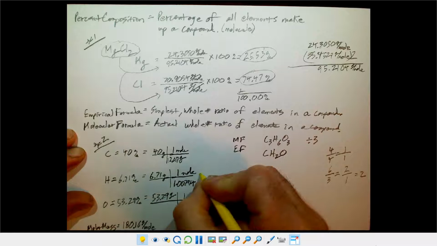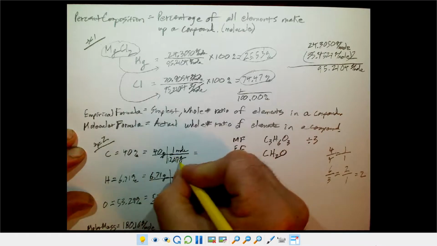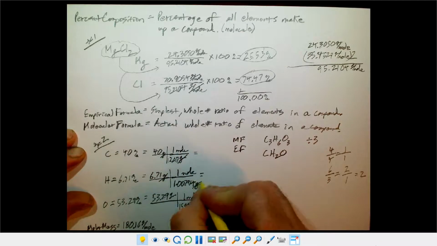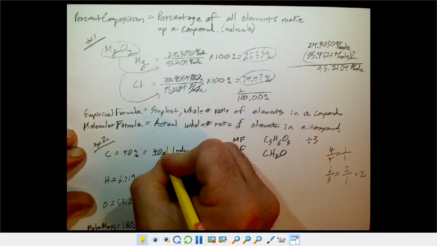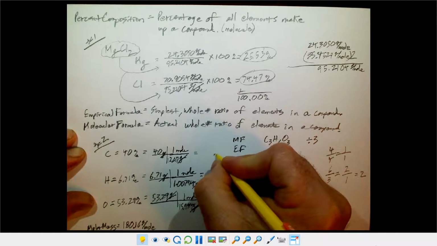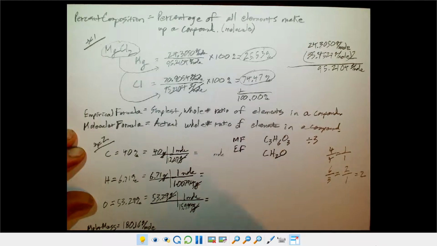And then we just do the math for all of these. And all of the grams are going to end up canceling out. So your unit of measurement that you're going to write down next to these is going to end up being moles.